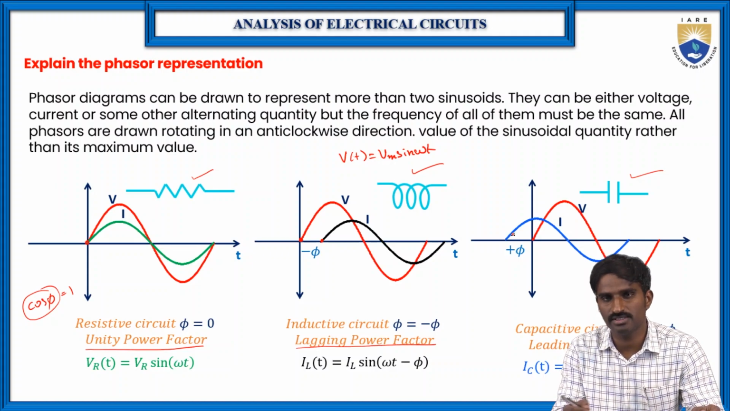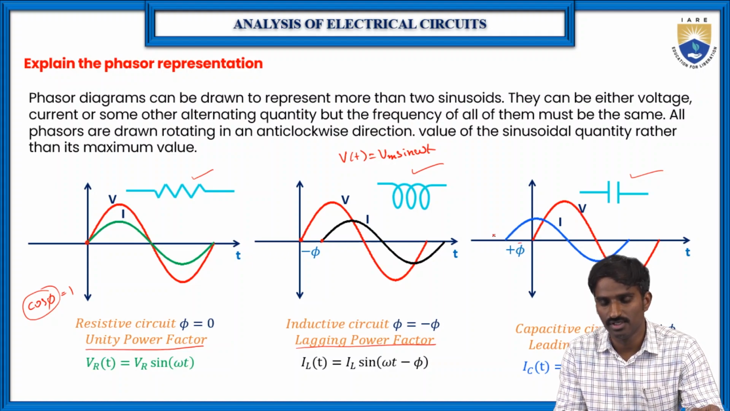Let us consider the difference between these two is 5. So that's why here it is plus 5, because the current is leading the voltage by 5 degrees. So let us consider IC of t, because it is the capacitive current. So IC of t is equal to IC sine omega t plus 5.